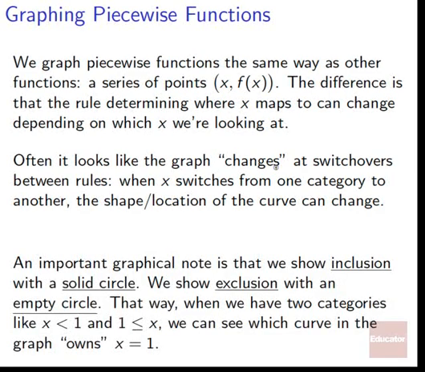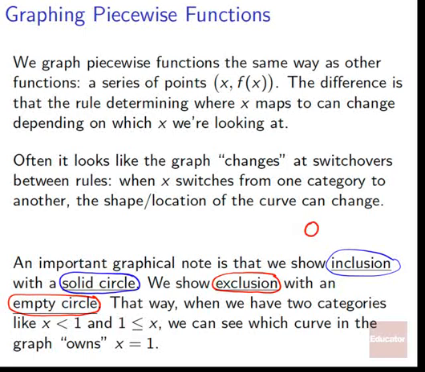An important graphical note is that to show inclusion, we use a solid circle. So solid circles say this point is here, this point is actually being included. We show exclusion, saying it's not there, with an empty circle. So empty circles give us exclusion. Inclusion is a filled-in circle.